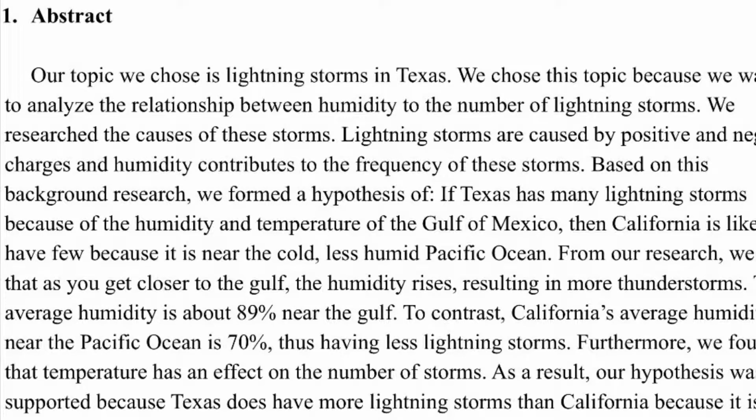resulting in more thunderstorms. The average humidity is about 89% near the Gulf. To contrast, California's average humidity near the Pacific Ocean is 70%, thus having fewer lightning storms. Furthermore, we found that the temperature has an effect on the number of storms. As a result, our hypothesis was supported because Texas has more lightning storms than California because it is near the humid Gulf of Mexico.